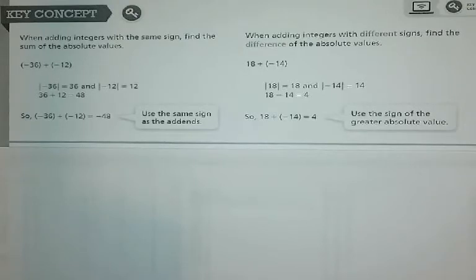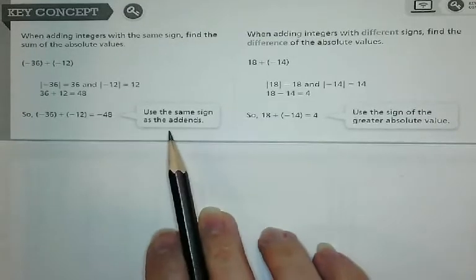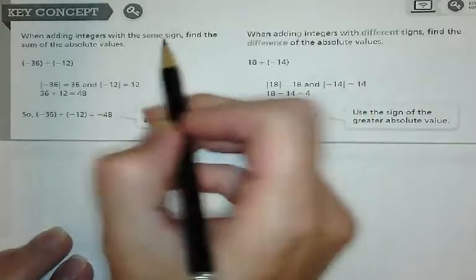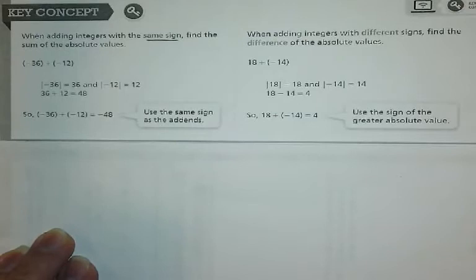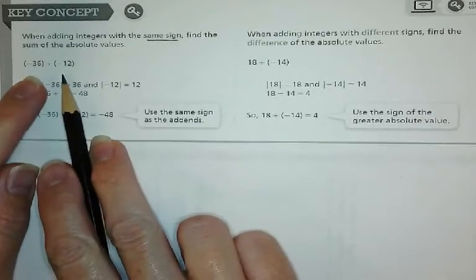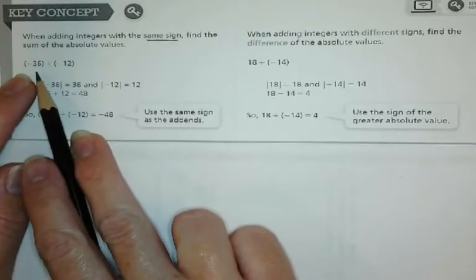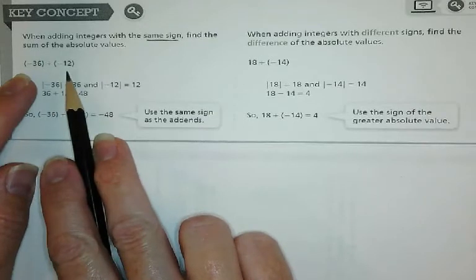Let's start at the top with the key concept. On the left-hand side, we're going to focus on adding integers with the same sign. What that means is that they will both be positive, or we're adding two numbers with both negative signs. So in the example at the top, they're giving you a -36 and we're adding it to a -12.